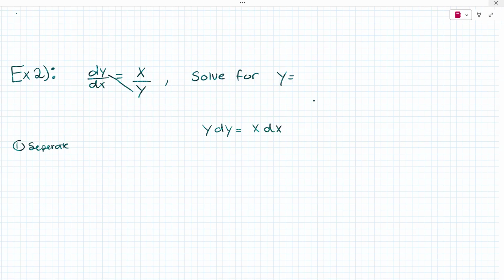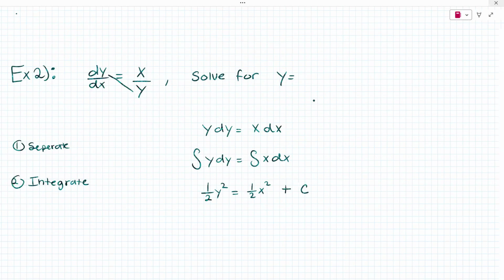Okay. Step 2, do we have to move things around anymore? No, because as you can see, we have all the y's and all the x's on one side, so we're good. Step 2, integrate. The integration of y is going to be 1/2 y squared, equals, and the integration of x is 1/2 x squared, and then plus c.